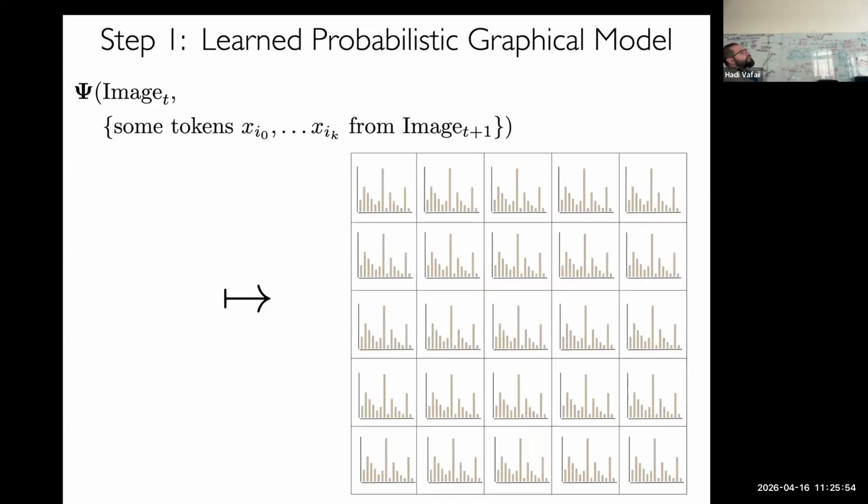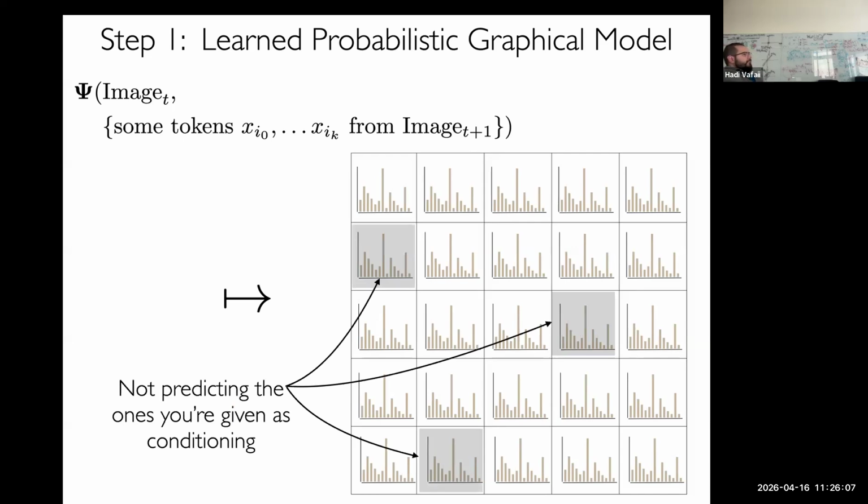Okay, so another way to say this is, let's rip off that third argument and just put it as an array. The function psi takes an image, some tokens for the next image, and then makes a map of probabilities of things elsewhere. Of course, you're not actually predicting the ones you're given as conditioning, so I'm graying those out. I'm just trying to communicate what the form of this predictor function is. This is the core essence of it.